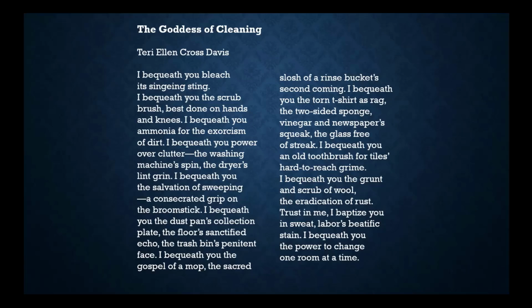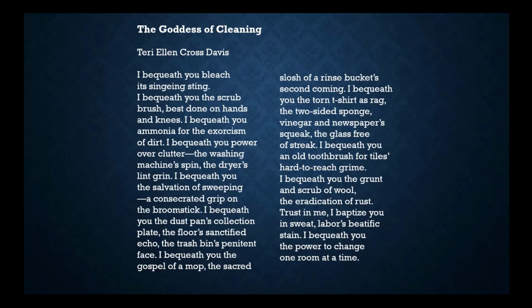I bequeath you bleach, its singeing sting. I bequeath you the scrub brush, best done on hands and knees. I bequeath you ammonia for the exorcism of dirt. I bequeath you power over clutter, the washing machine spin, the dryer's lint grin. I bequeath you the salvation of sweeping, a consecrated grip on the broomstick. I bequeath you the dustpan's collection plate, the floor's sanctified echo, the trash bin's penitent face.